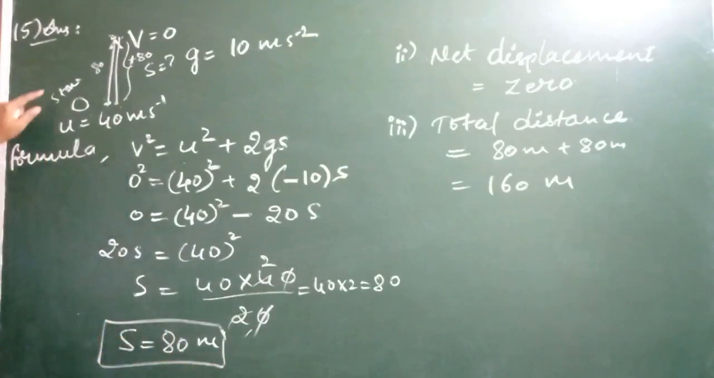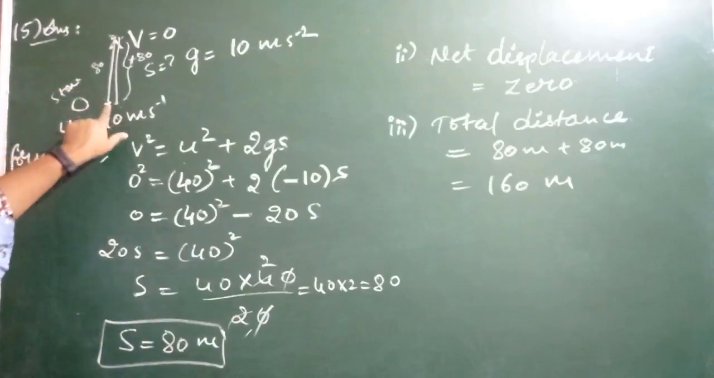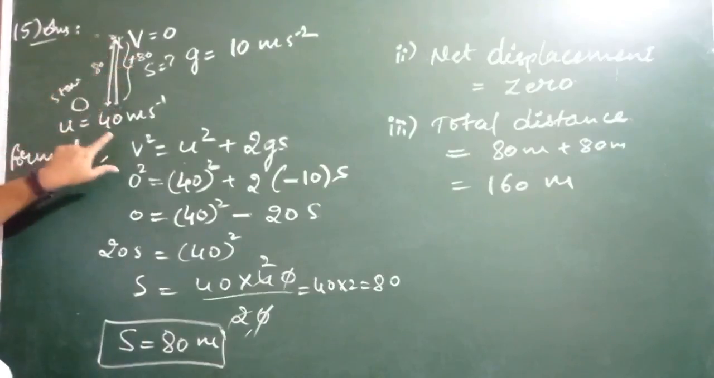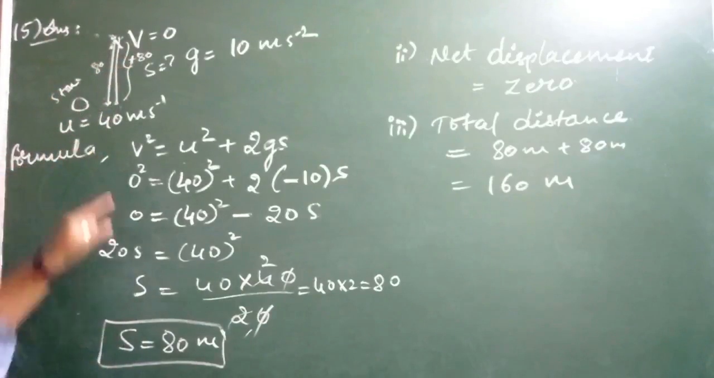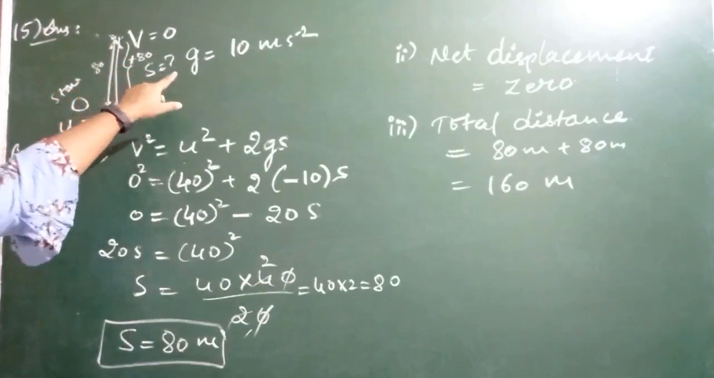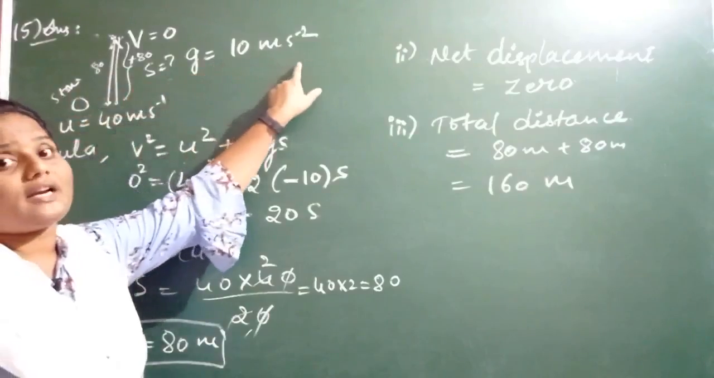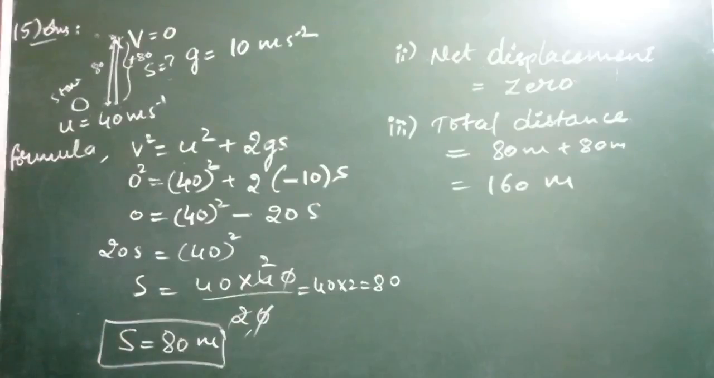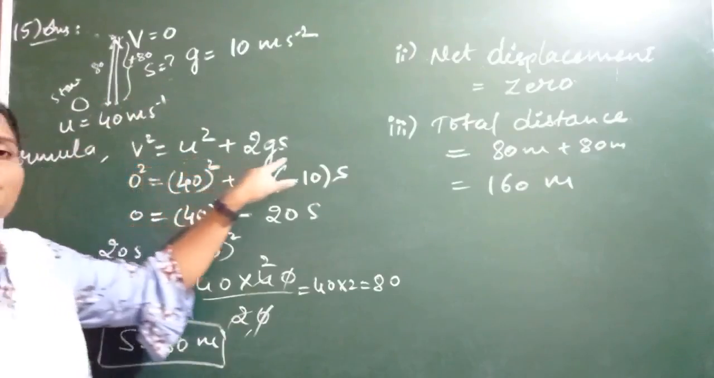They asked us that if an object, nothing but a stone, moves vertically upward with a velocity of 40 meters per second, calculate its height. The given acceleration due to gravity is what? 10 meters per second square. Since it is moving against, meaning opposite to the acceleration due to gravity, we need to change the sign. Apply the formula v square is equal to u square plus 2gs.